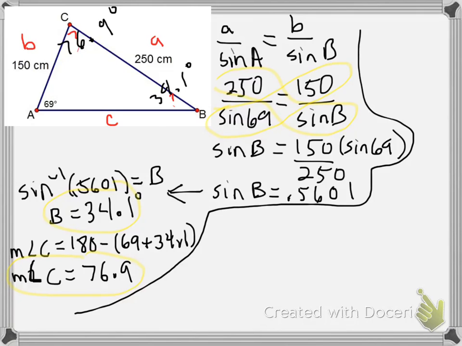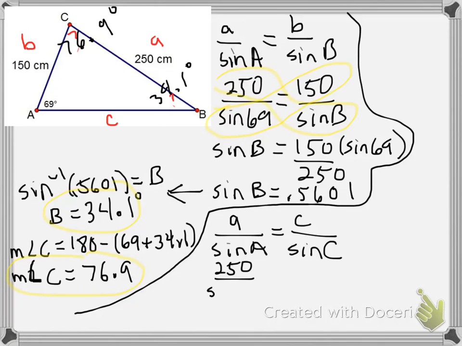So I know that. Now I knew A, both parts, so I'm going to do it in terms of A. And I need to get little c, so I'm going to go a over sine A equals c over sine C. So again, we get 250 over sine 69 equals c over sine of 76.9 degrees.